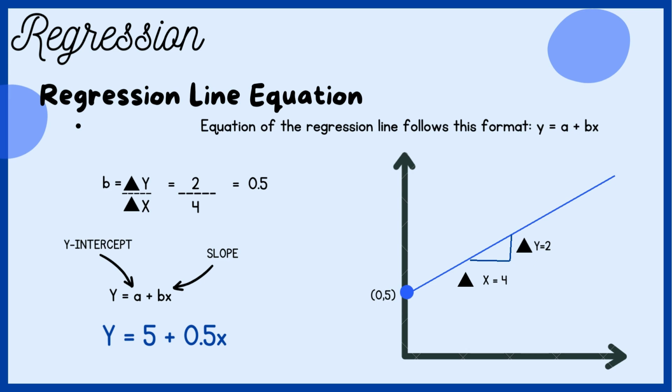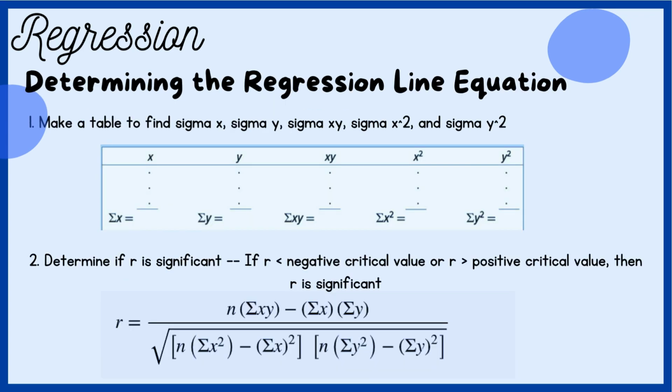Regression line equation. The equation of the regression line follows this format: y equals a plus bx, a being the y-intercept and bx being the slope.